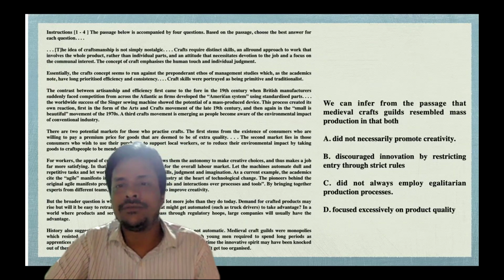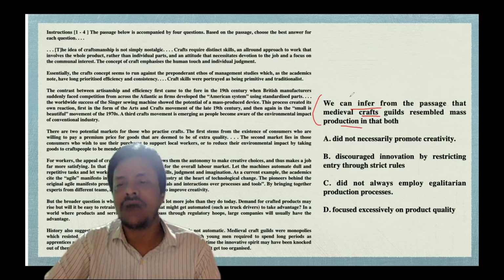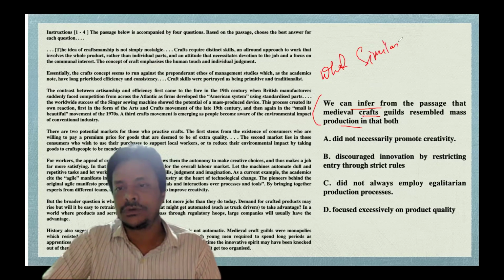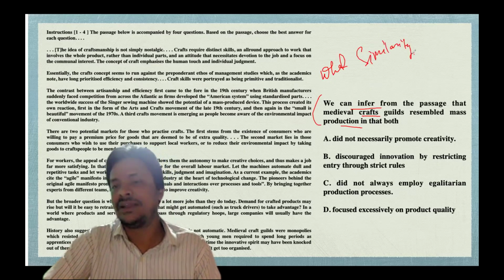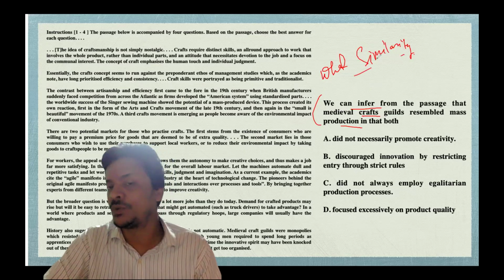Well, look at the first question given here. The first question states that we can infer from the passage that medieval craft guilds resembled mass production in that both, right? So the question is asking: what similarity did medieval craft guilds and mass production share?